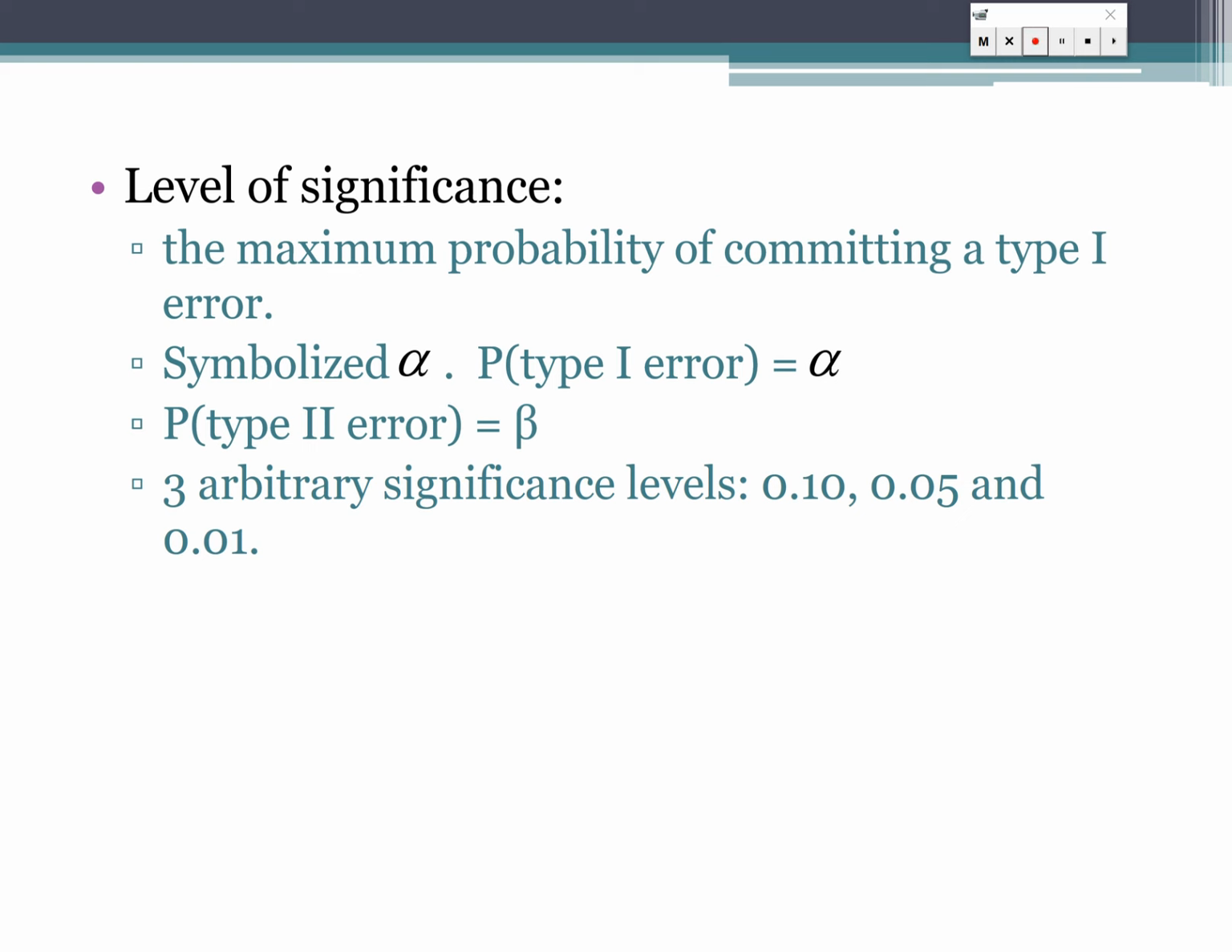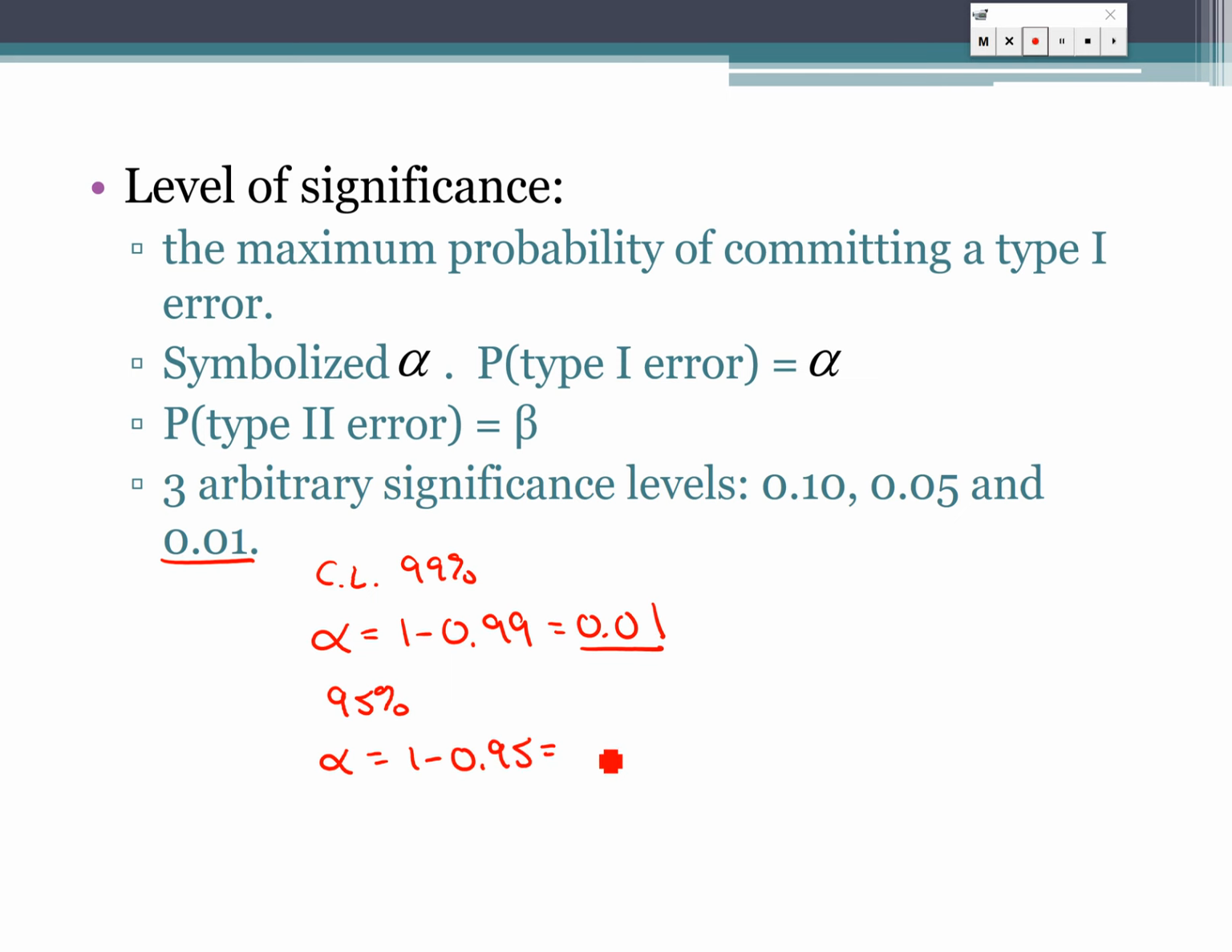And there's 3 arbitrary significance levels. Remember, guys, we had to find alpha. We worked with z sub alpha over 2. We had to find alpha. And remember, to find alpha, if we had a confidence level of 99%, to find alpha, we did 1 minus 0.99. They match. Confidence level 95%. To find alpha, we did 1 minus our 0.95.